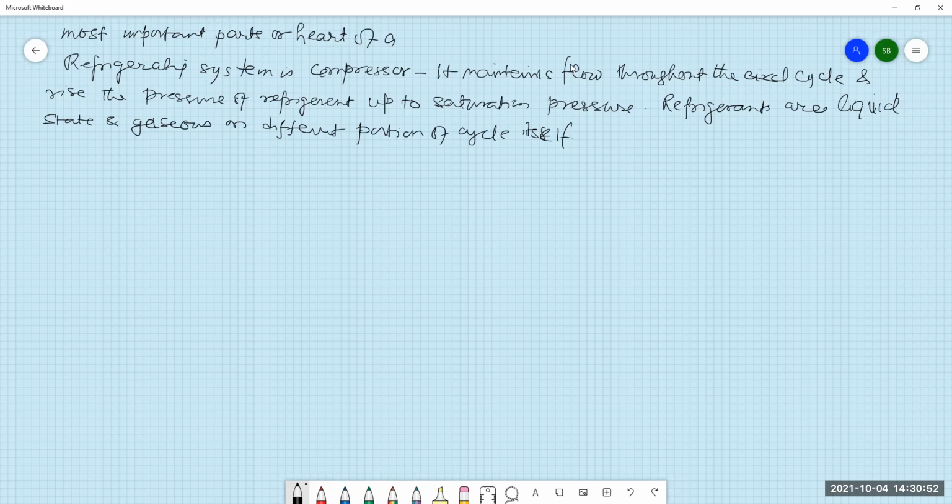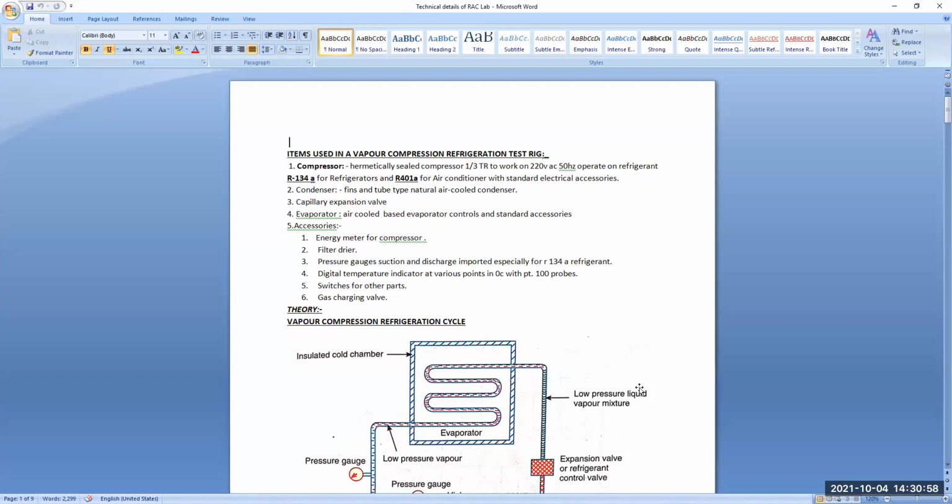Next, now we know the compressor, and the refrigerant is the working fluid throughout the circuit itself. Around 100 different types of refrigerants are available now, but in our machines, we are supplied with R134A and R401A as the refrigerant for refrigeration as well as air conditioning respectively. Next part is the condenser itself.